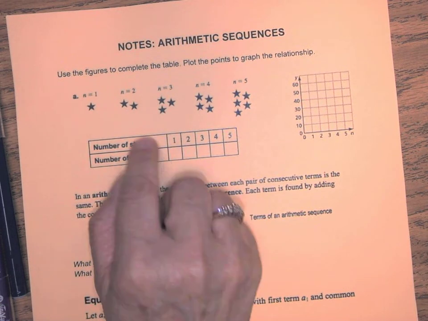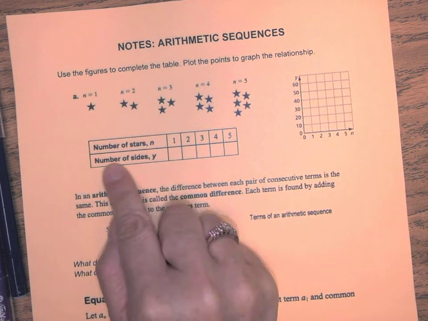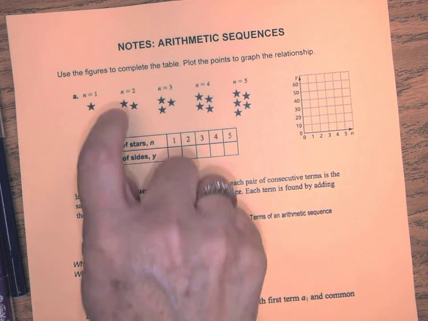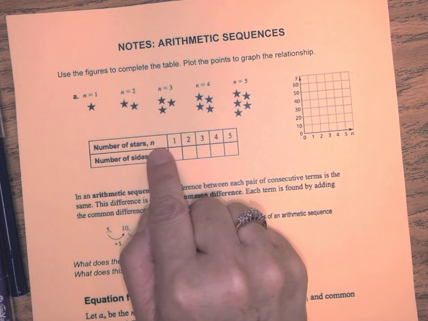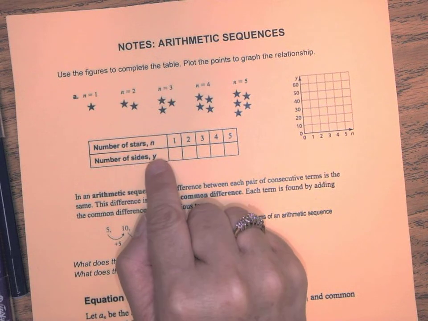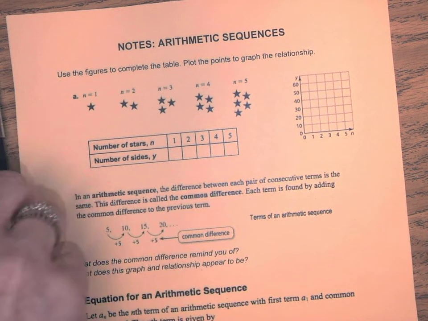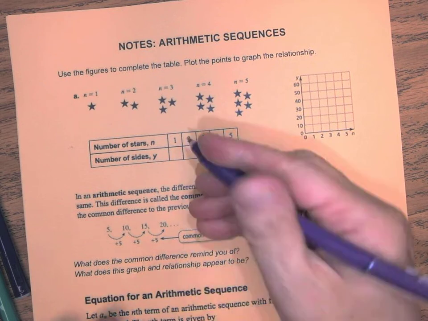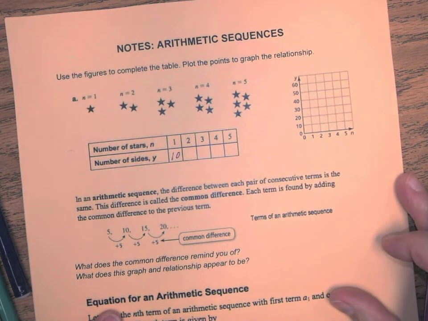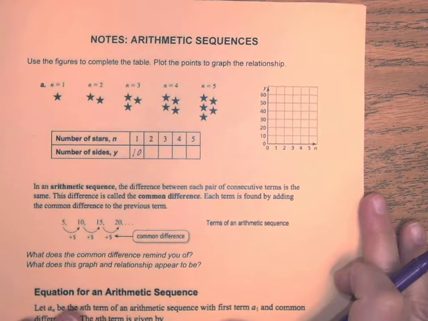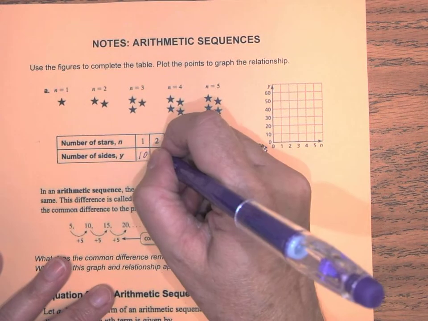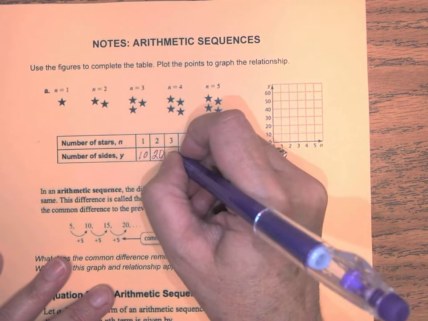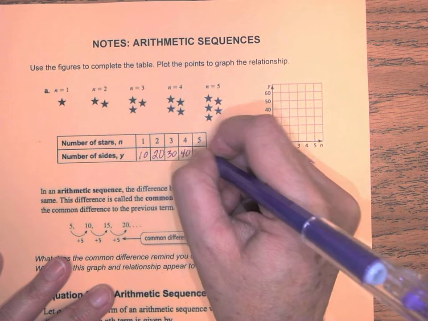Okay, the number of stars. There's one star. How many sides does it have? So the number of stars is your input, like your x, and the number of sides is like your y. Well, if we count this, 2, 4, 6, 8, 10, there are 10 sides on a star. Therefore, if I have 2 stars, I have 20 sides. 3 stars is 30. Do you see a pattern here?